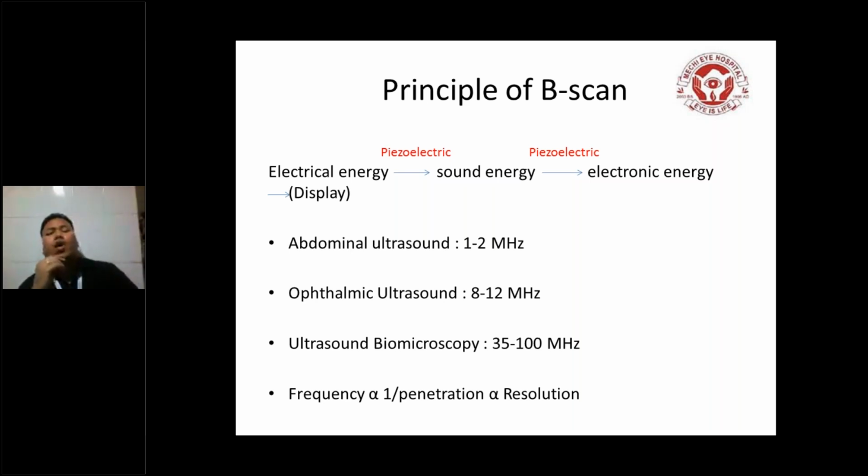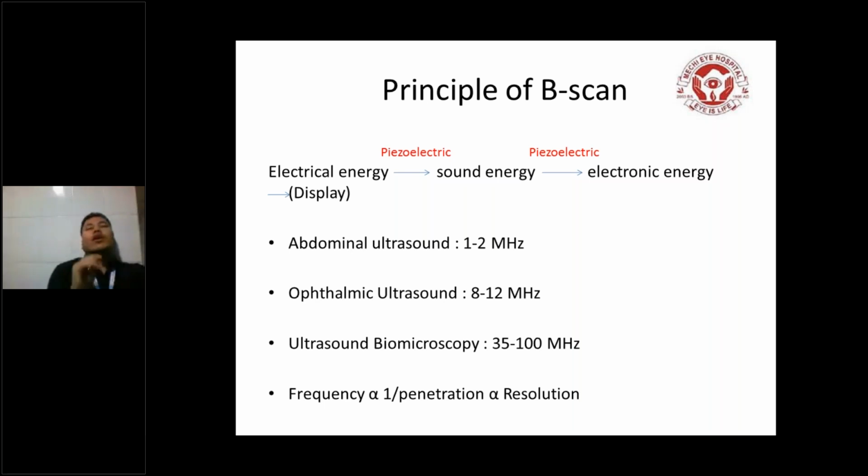In case of abdominal ultrasound, 1 to 2 megahertz is used. In case of ophthalmic ultrasound, 8 to 12 megahertz is used. For UBM, 35 to 100 megahertz is used. So the relationship between the frequency and penetration and resolution is that frequency is inversely proportional to the penetration and directly proportional to the resolution.